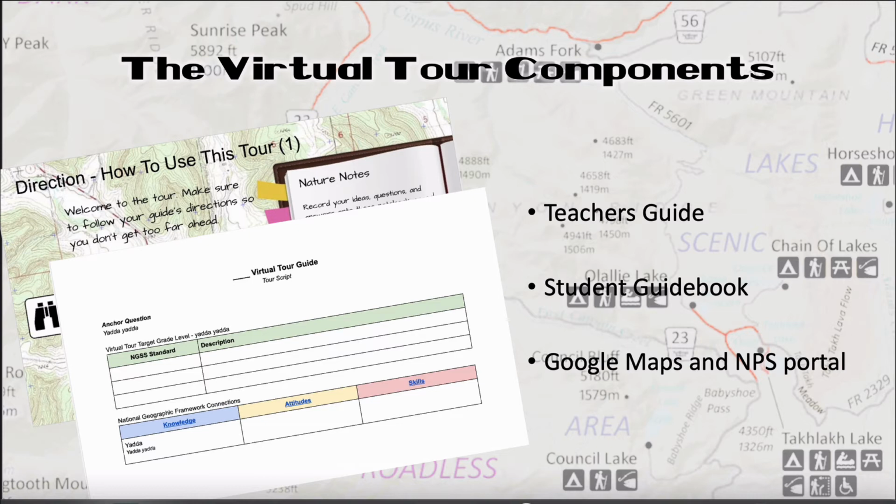And then last but certainly not least, the Google Maps Street View crowdsourced photo collection and the National Park Service teacher portal are all things that you're going to be folding into these tours. So that's the basic outline of how these things were constructed. You use the teacher guide to lead the students through the guidebook, which is made up of resources that you gather from the NPS portal and Google Maps Street View. But to design them, how do you do that?